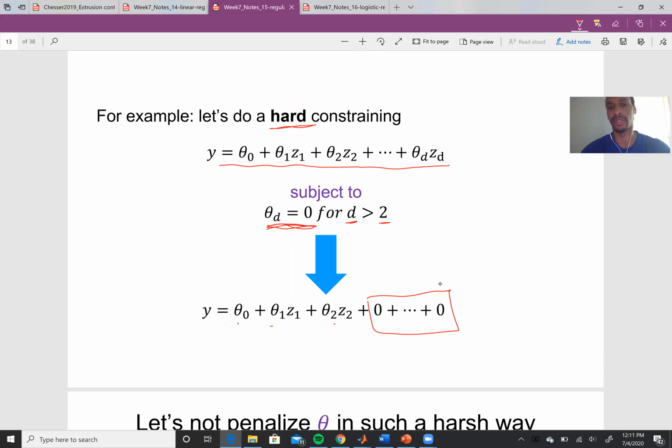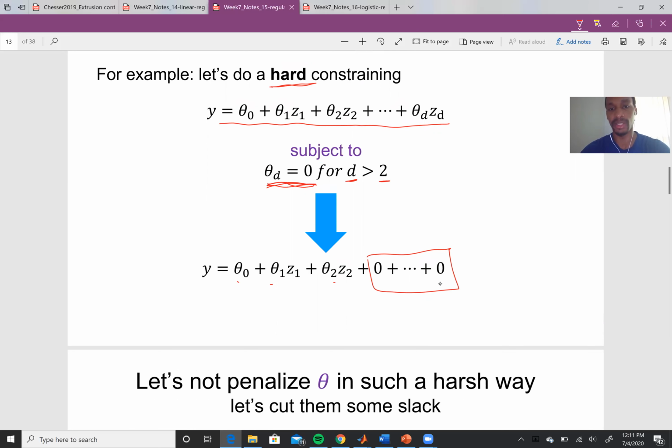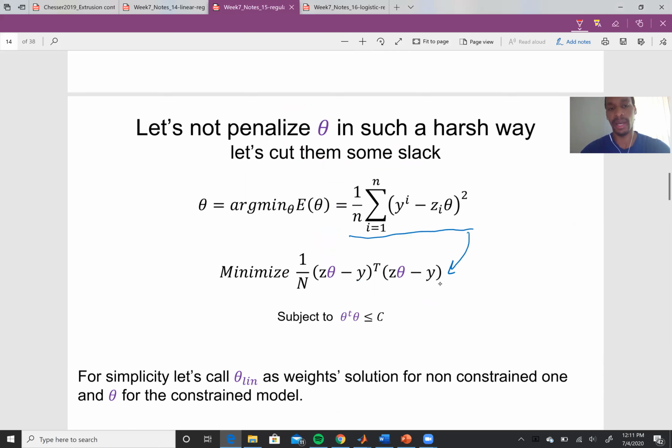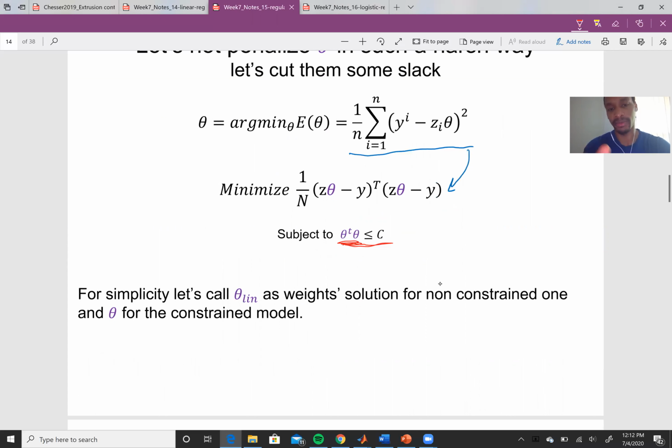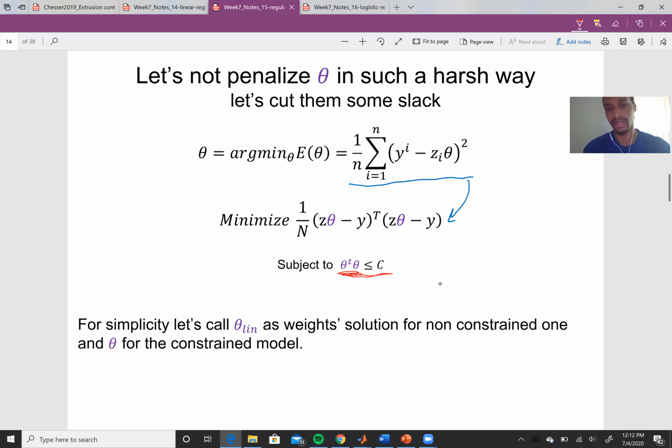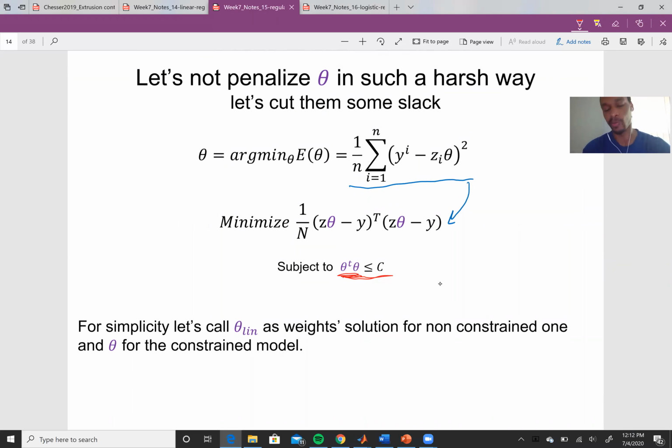So we want to do something that's a little bit softer, that's not so harsh. So instead of doing that, let's cut them some slack. Let's just say it's subject to this constraint here. And this constraint says that the 2 norm, or theta transpose theta, has to be less than or equal to some constant c. Okay. And right now I'm just going through why regularization ends up being this. We'll talk about it towards the end, but you can ask questions about the conceptual stuff as we go through.